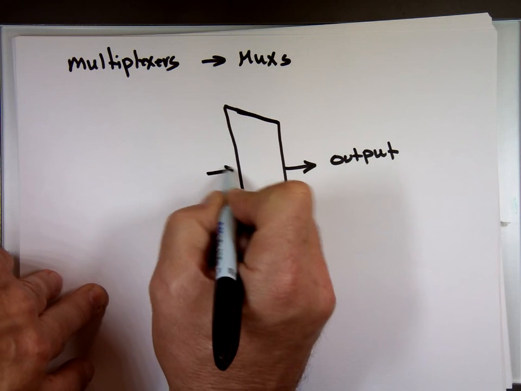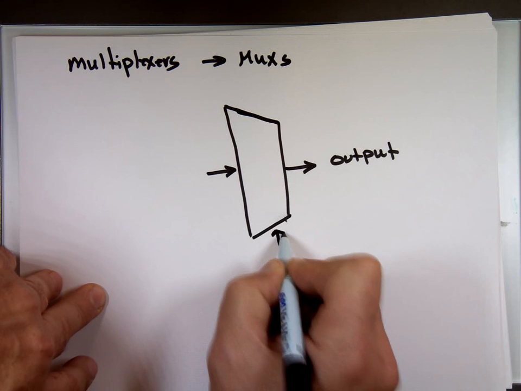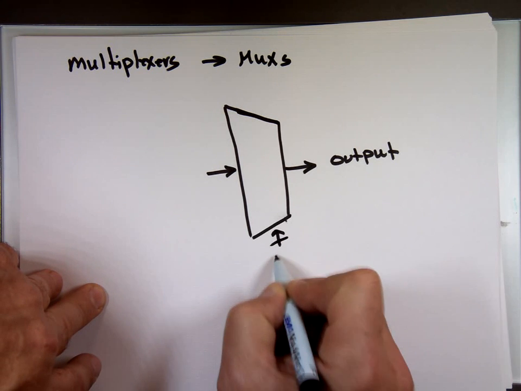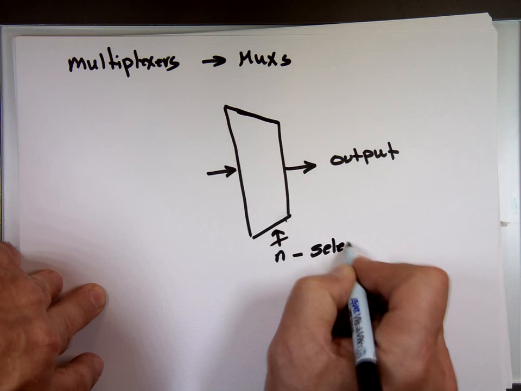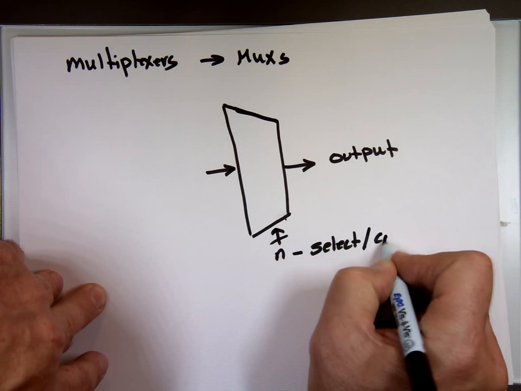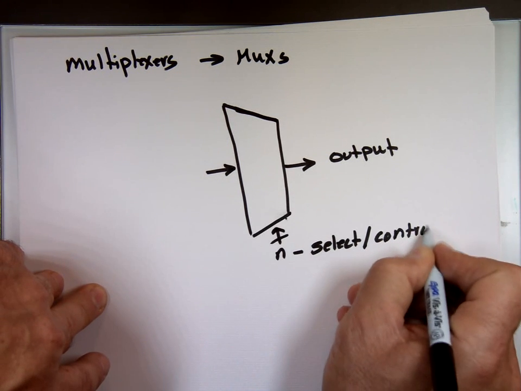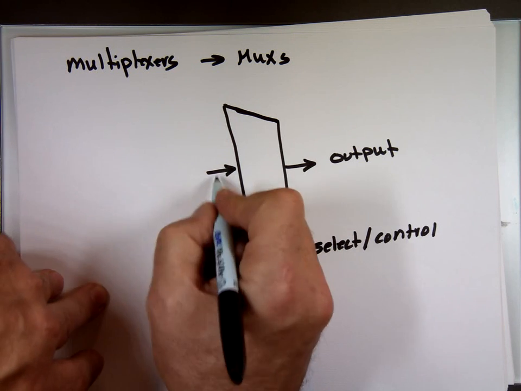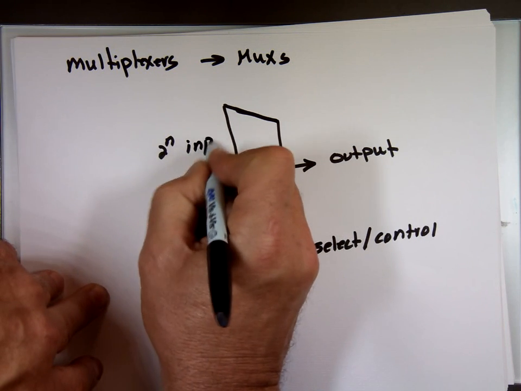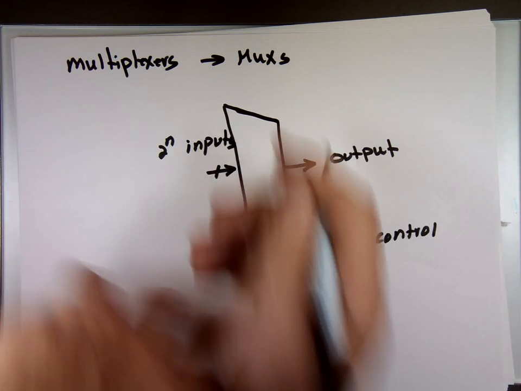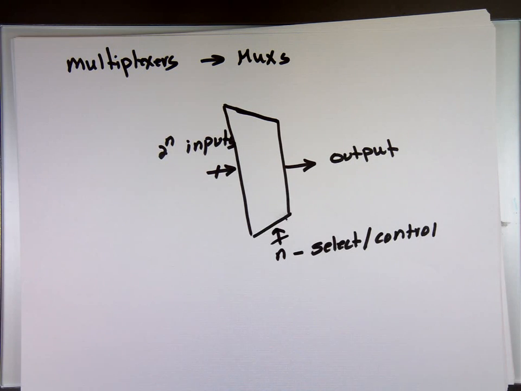It has, we'll call this N, select signals or control signals, select/control. And it has 2 to the N inputs. And they also have a chip enable. If you don't turn it on, nothing is going to happen.